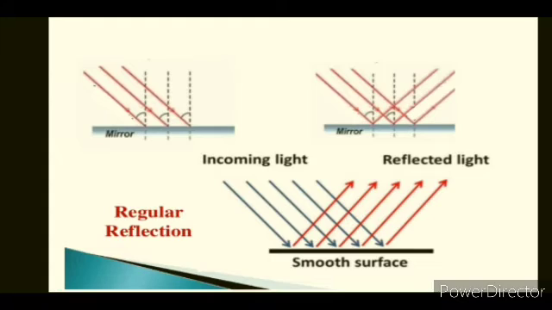Here also you can see, when a beam of light falls on a smooth or polished surface, say a plane mirror, the whole light that falls on it is reflected in a definite direction. This type of reflection is called regular reflection.